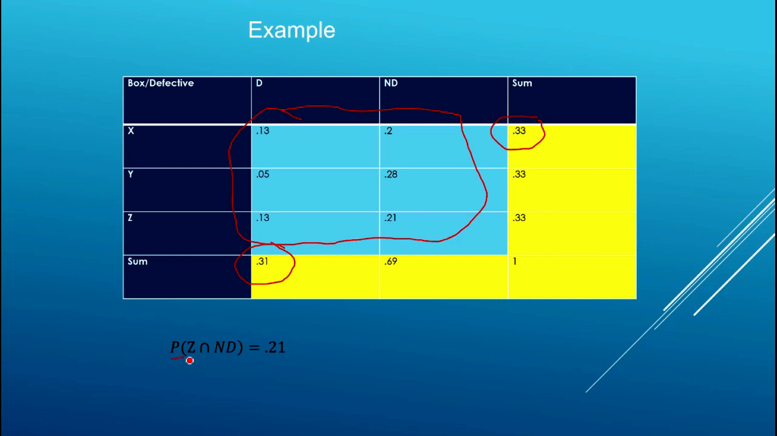For example, we have the probability of Z and its intersection with no defect. In other words, the probability of Z and no defect. That is equal to 0.21. Here is Z, and here is no defect. Now, if these are two independent events, then that 0.21 should be able to be calculated by taking the marginal probabilities and multiplying them by each other. In other words, taking 0.69 and multiplying that by 0.33. But when I do so, I get the answer of 0.23, and it's clear that 0.21 and 0.23 are not equal to each other. So these are not independent events. That should not come as a surprise to you, since you know that once we've selected the box, the probability of selecting a light bulb that's defective or non-defective is different depending on which box we've selected.